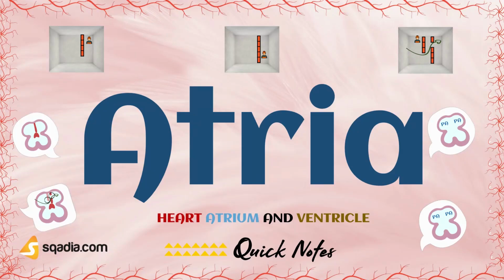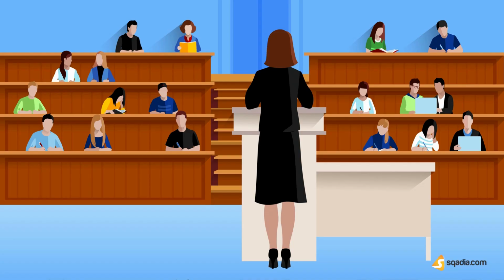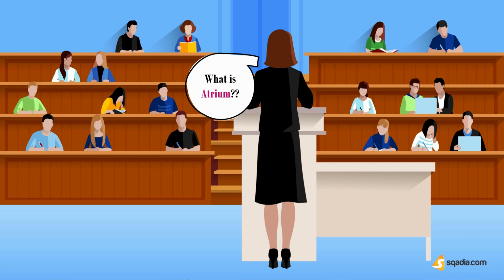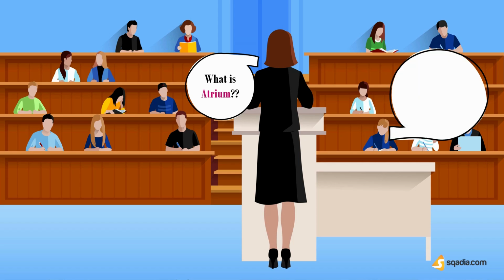In this video, we will talk about the heart atrium. Class, before jumping into the topic, I am going to ask a question: what is an atrium? Ma'am, the atria are the two upper chambers. In our previous video, we discussed that the right atrium is a chamber in the heart that receives deoxygenated blood from the body, and the left atrium is a chamber in the heart that receives oxygenated blood from the pulmonary system.